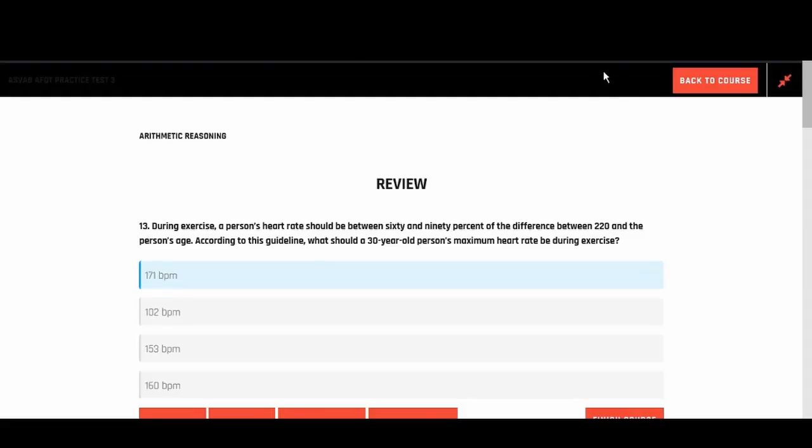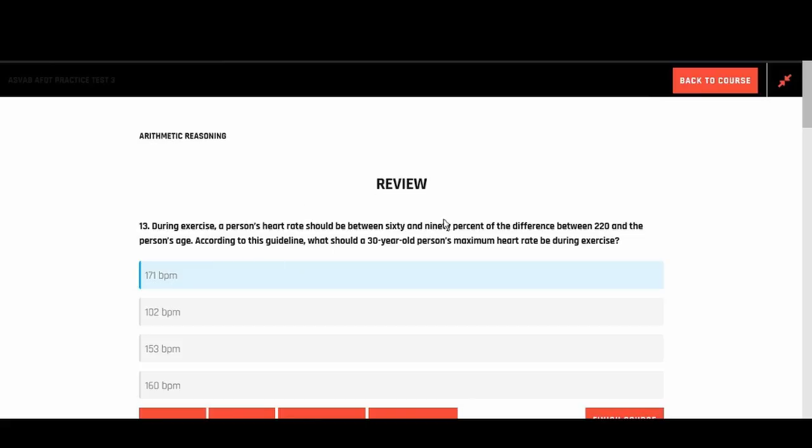Okay, number 13. During exercise, a person's heart rate should be between 60 and 90% of the difference between 220 and the person's age. According to this guideline, what should a 30-year-old person's maximum heart rate be during exercise?